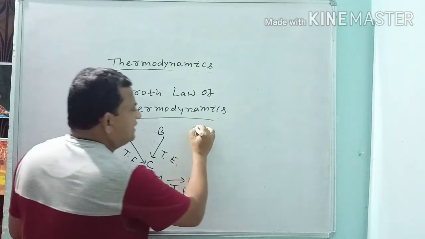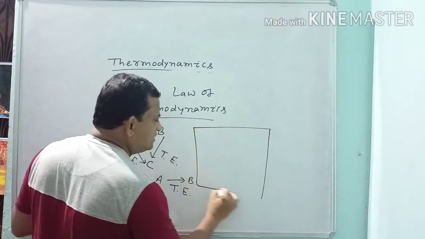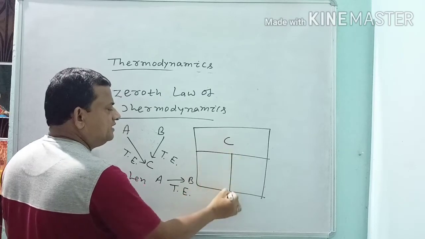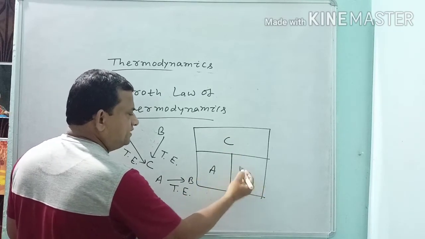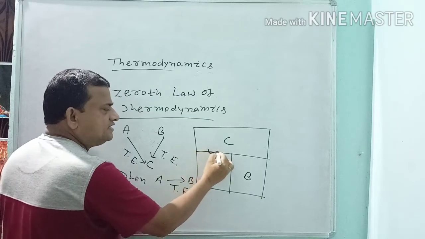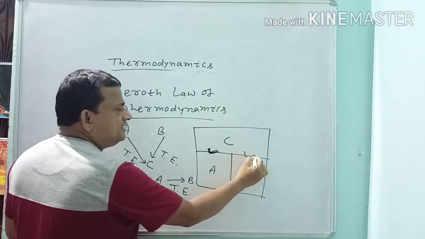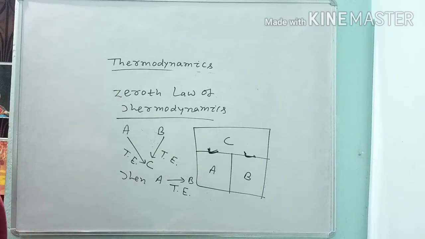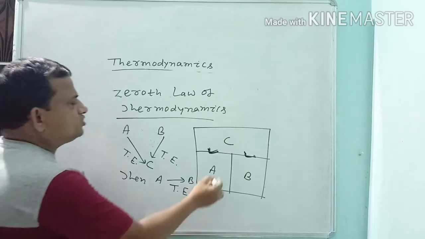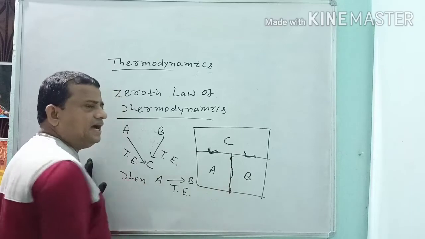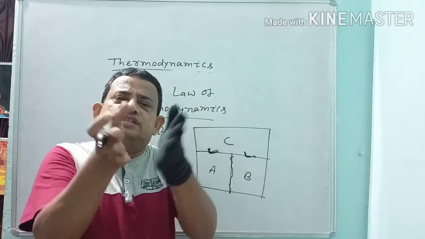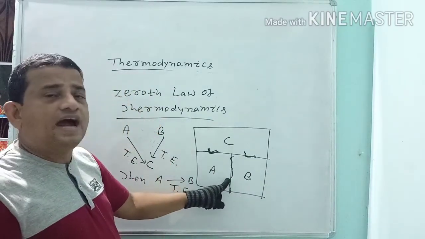If this is explained in a figure, suppose here is a container, here are systems: this is C, this is A, this is B. This wall is diathermic, conducting, and this wall is diathermic, conducting. Diathermic means, students, a conducting wall, but this is your insulating wall, or you say adiabatic wall. Adiabatic wall means there is no heat exchange between them.